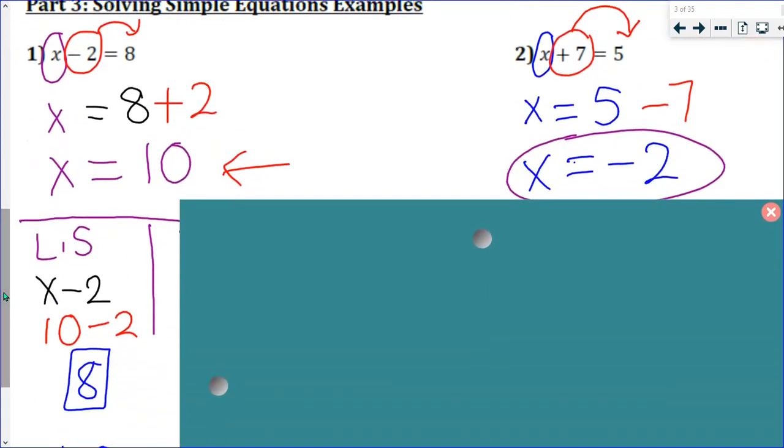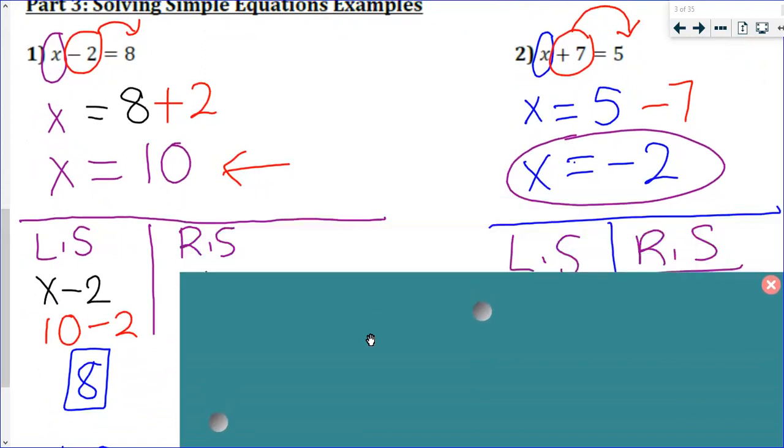So now, when I solve this, 5 minus 7 is negative 2, so x is equal to negative 2. This is a one step equation.